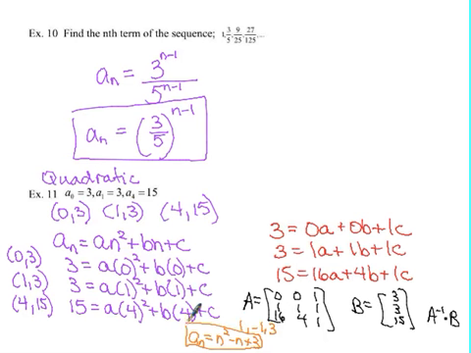Okay, the 3 letters you're solving for are the lowercase a, b, c in this general equation. That's where you're plugging it into, okay? So again, I got A was 1, B is -1, and C is 3.